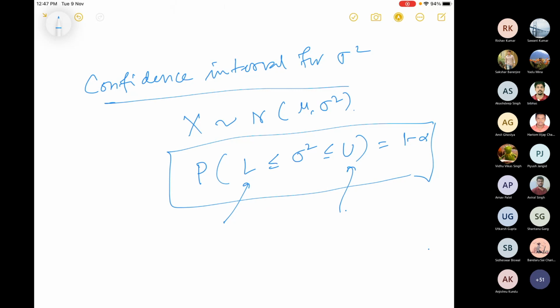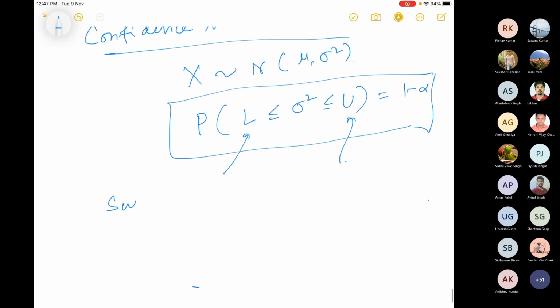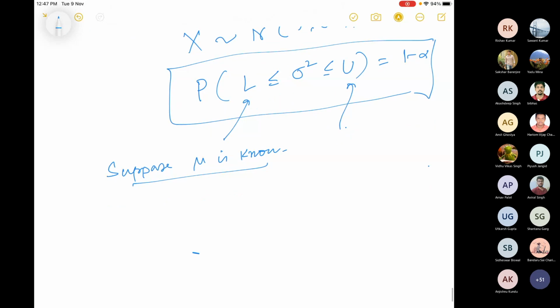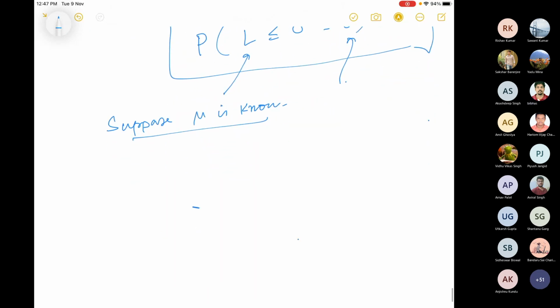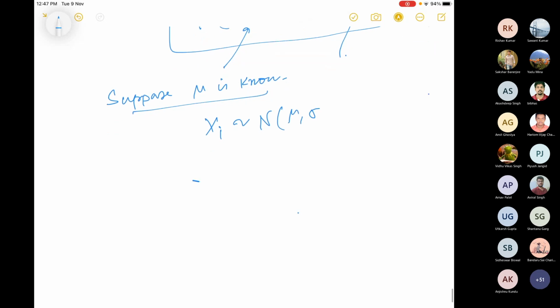Now, suppose mu is known. For the case of normal, let's say mu is known. Then what we can say, we know. So we have to find out a confidence interval for sigma square. Now here, xi is normal with mean mu and variance sigma square. And mu is known.